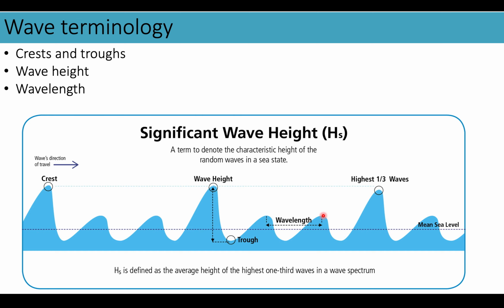So the wavelength is the distance between two crests. So how much distance between two peaks of the waves. The wave period is essentially how fast the waves are moving. So how frequently do the crests pass by a certain spot.